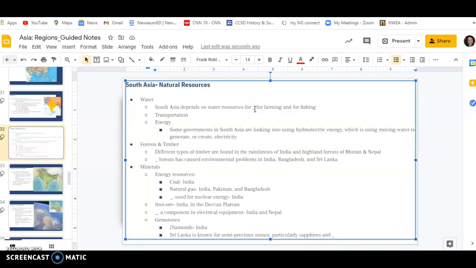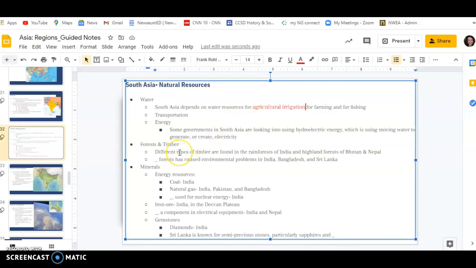South Asia depends on water resources for agriculture, and we'll say agricultural irrigation. All right, remember, diverting the water to water your crops, for farming and for fishing, also for transportation, and even for energy. Some governments in South Asia are looking into using hydroelectric energy, which is using moving water to generate or create electricity. One structure that we see used to create hydroelectric energy is a dam, for example.